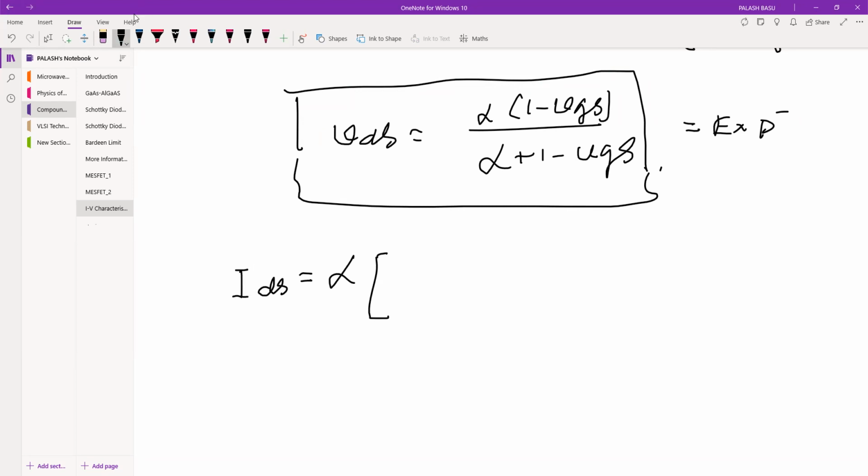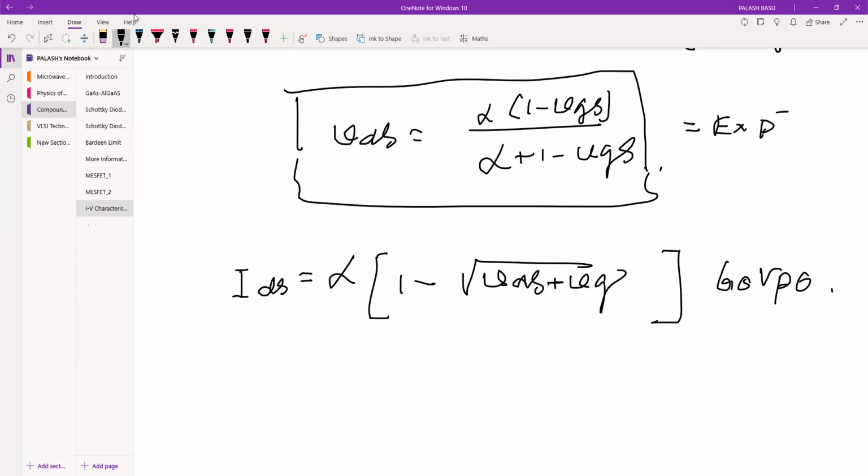Alpha G0 V0. Okay, I'll write here G0 VP0 and 1 minus UDS. And here this UDS value is already there. So what you have to do is put this UDS value over here. Once you put this UDS value over here, you will get a modified expression, which is your work to do. I think you can do it.